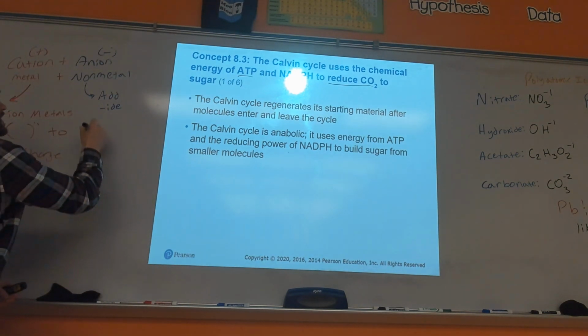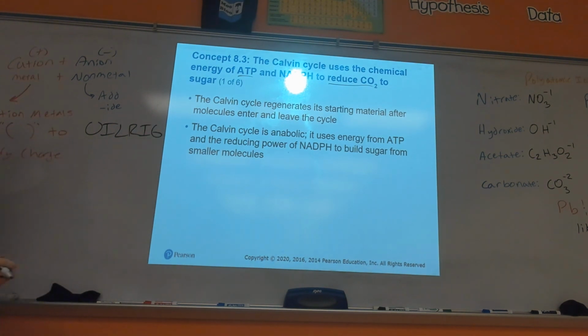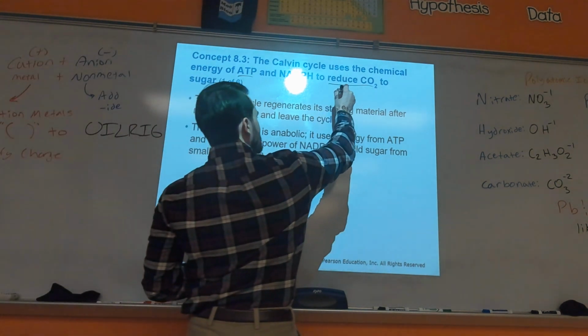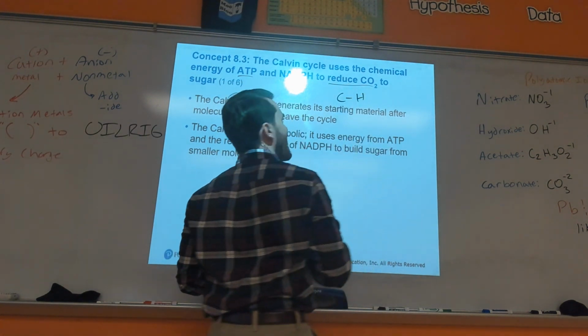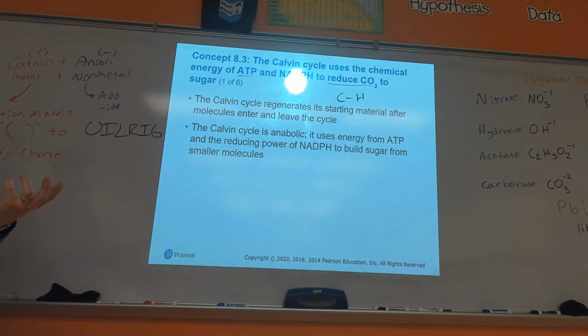So what I mean by reduce, I told you about OIL RIG. Oxidation is loss. It's the removal of electrons. Reduction is gain, the gaining of electrons. So when they say we're going to reduce CO2, what we're saying is we're basically going to add a bunch of electrons to CO2. And what we mean by that is we're going to basically add a bunch of carbon to hydrogen bonds to a collection of CO2 molecules.